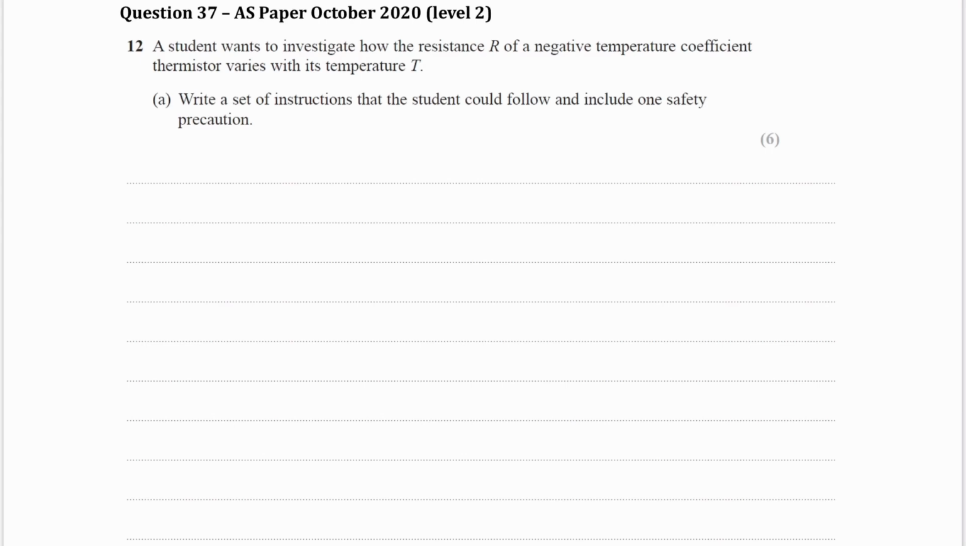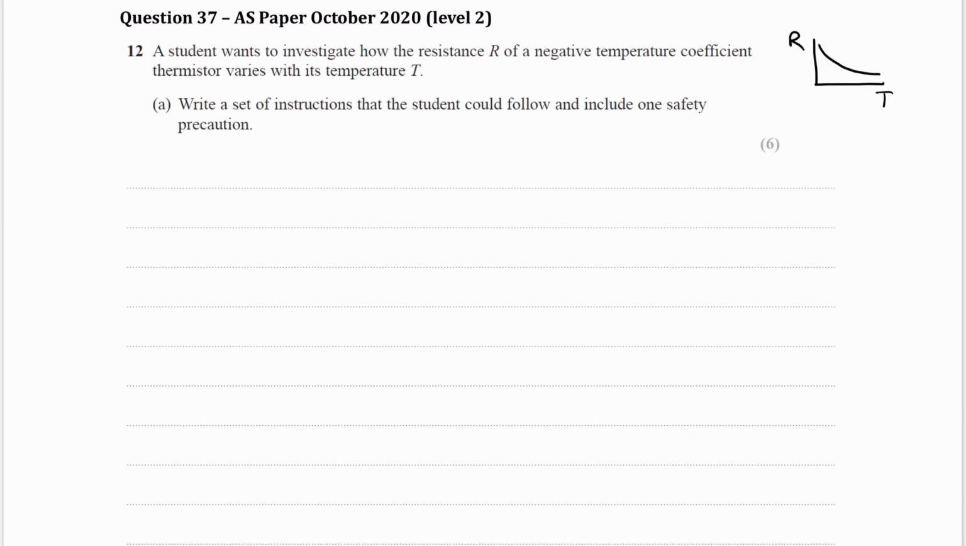So we have an NTC thermistor. We're trying to see how resistance varies with temperature. So first of all, that should look, for an NTC thermistor, like this. We will be plotting a graph of resistance against temperature because temperature is the independent variable, that's what we're changing, and then resistance is the dependent variable, so that will go on the y-axis. The resistance depends on temperature, therefore it's the dependent variable, so we put it on the y-axis.